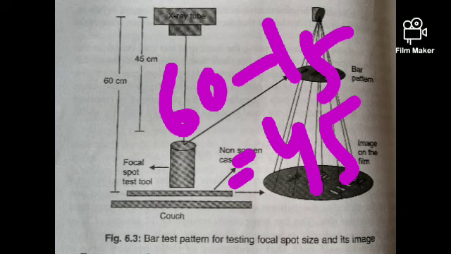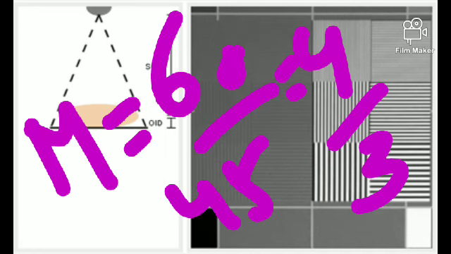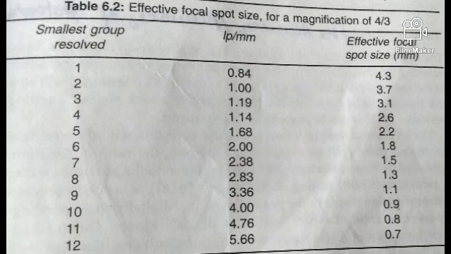So 60 minus 15, how much do we get? 45. Next, we know M equals FFD by FOD. So 60 by 45 is 4 by 3. So we got the result for our magnification. And now next, we are going to look at how we can do the further calculations to see whether our focal spot size is perfect or not.